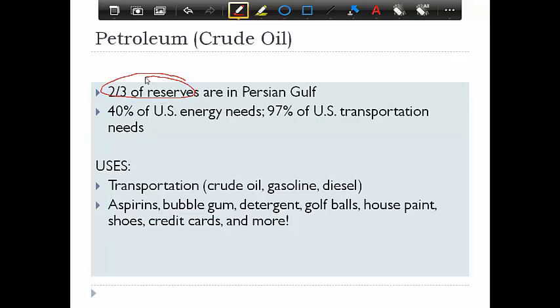This is where do we find the oil. This is how much of our energy does it supply. And then of course the uses down here at the bottom. So now would be a good time to probably pause that.